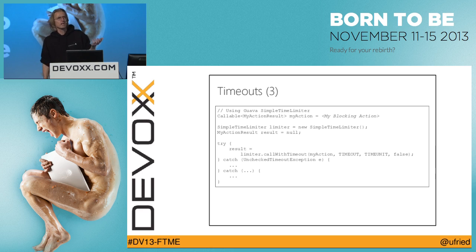Or if you're using some other libraries, like, for instance, Guava, you can even make it shorter. Guava delivers you something like a simple time limiter, which gives you a simple call with timeout, which actually internally does the same thing as I sketched before, but even less code to write. So if you're using Guava, why not use that one? And there are other libraries around which provide you with similar means. So writing timeouts to get back control is really easy.